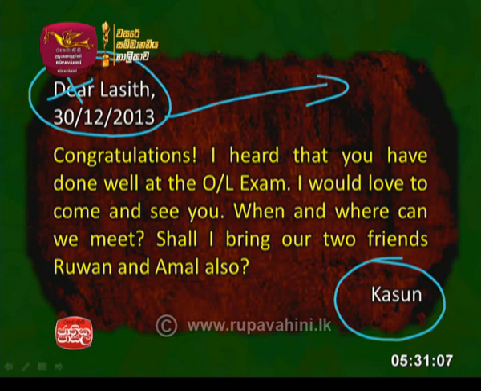So here, then congratulations. Yeah. I heard that you have done well at the O-level examination. I would love to come and see you. When and where can we meet? Shall we bring our two friends, Ruan and Amal? Yes, Amal also. Thank you, friend. එහෙම නැත්නම් මෙතන congratulate කරලා තියෙනවා. ඊළඟට give a date and a time place to meet. ඒක තියෙන අපේ කලින් question එකේ නේද? හරි. ඔන්න ඔය විදිහට මේකේ හරි සරලයි. සමහර විට බොහෝ දුරට වචන 20ක් 25ක්. Actually, usually we say words 40 to 50.